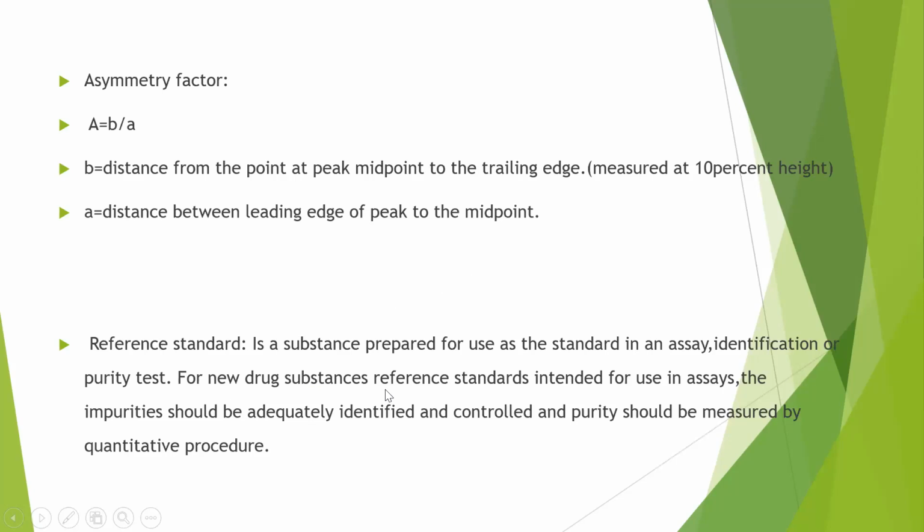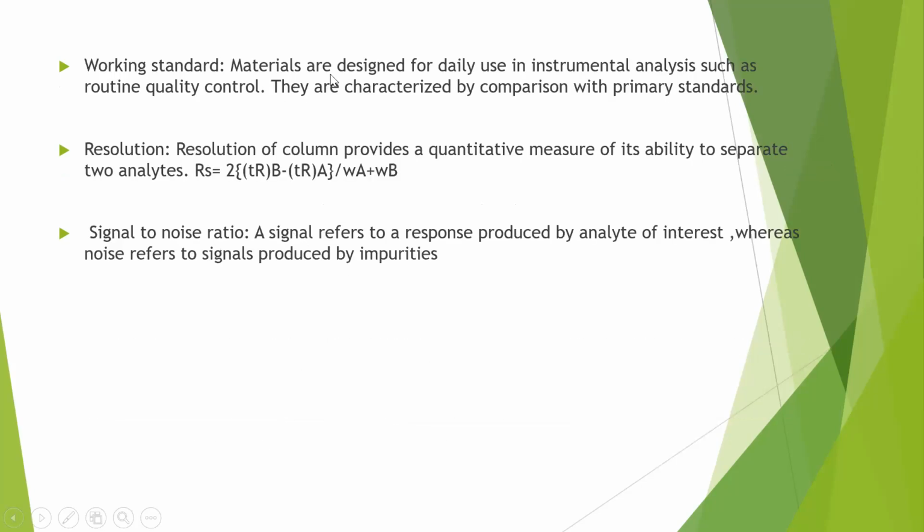Reference standard: the substance prepared for use as a standard in assay or identification is known as the reference standard. For new drug substances, reference standards are used. In these reference standards, impurity should be adequately identified and controlled. Working standard: materials used for daily use in instrumental analysis are known as working standards. They are characterized by comparison with primary standard.